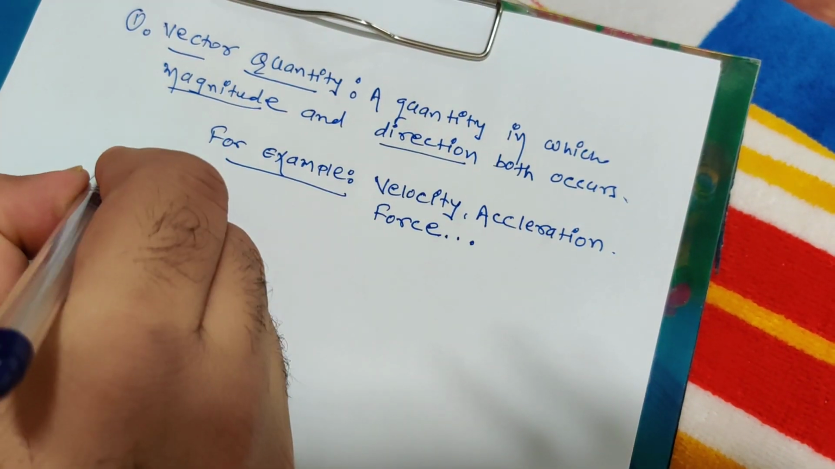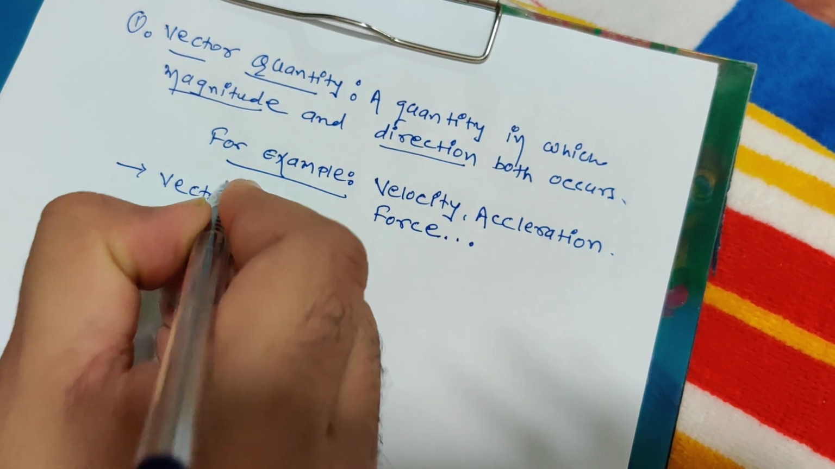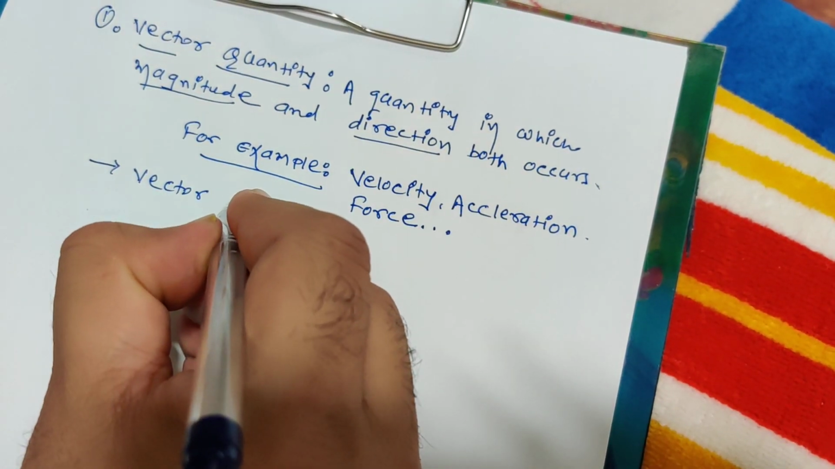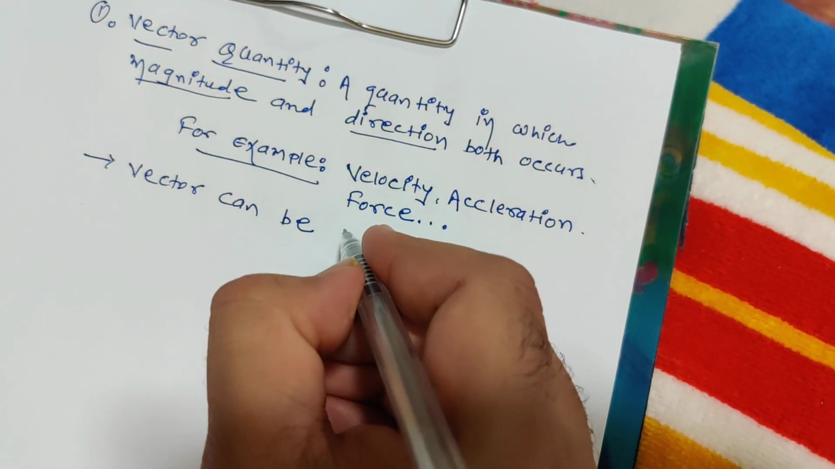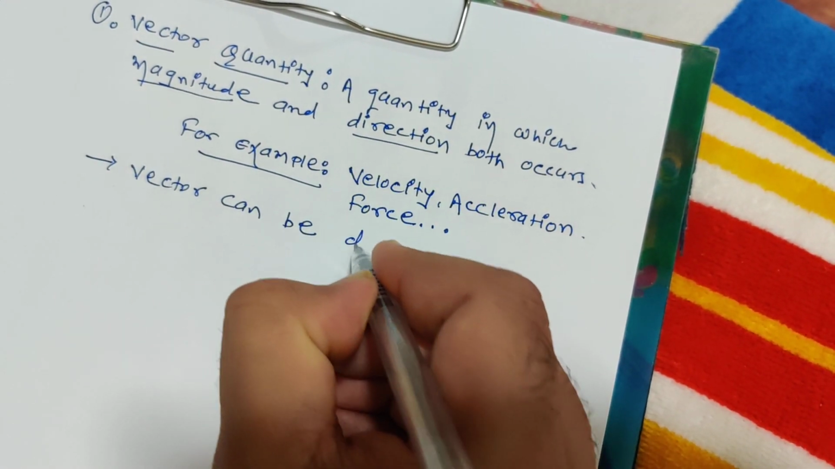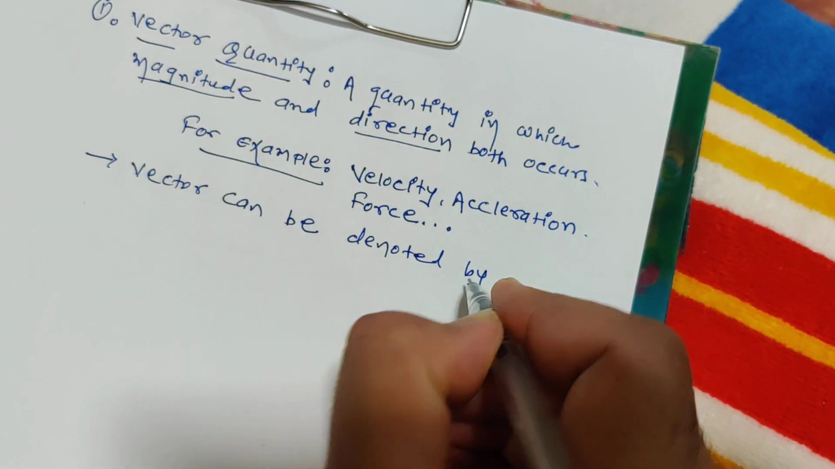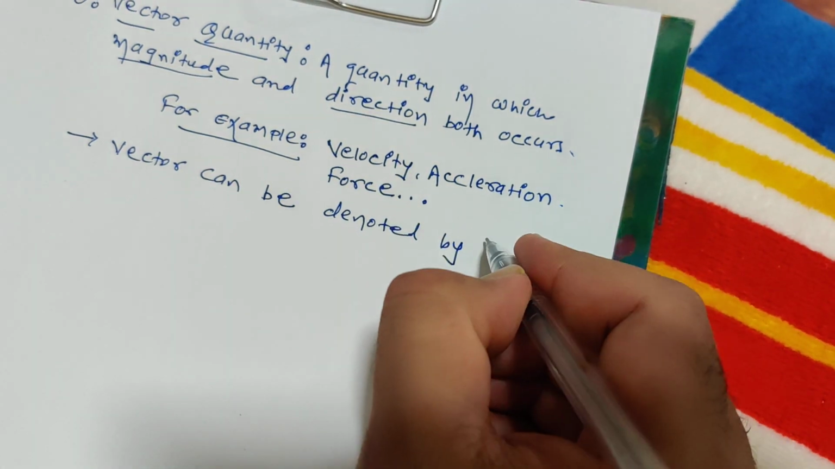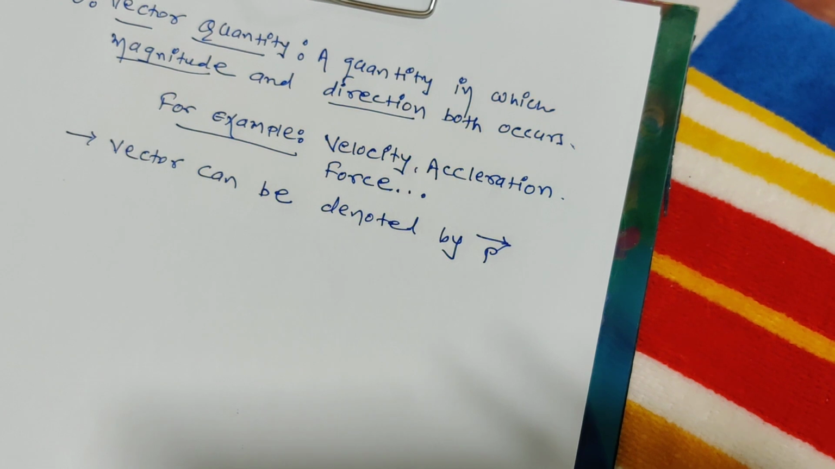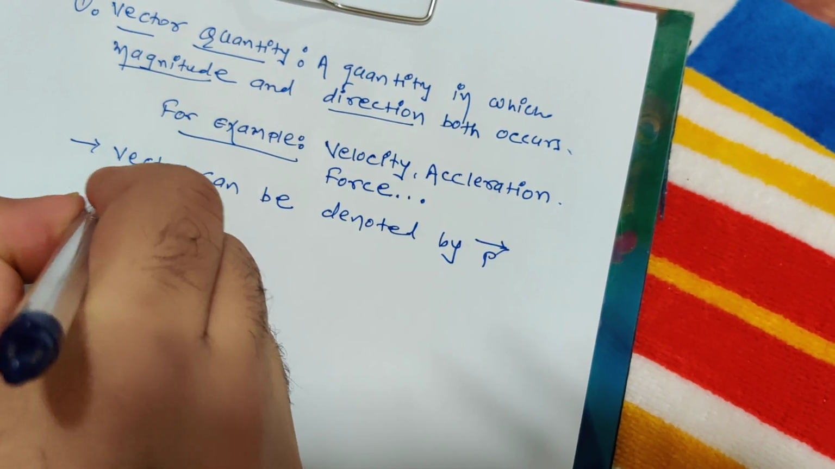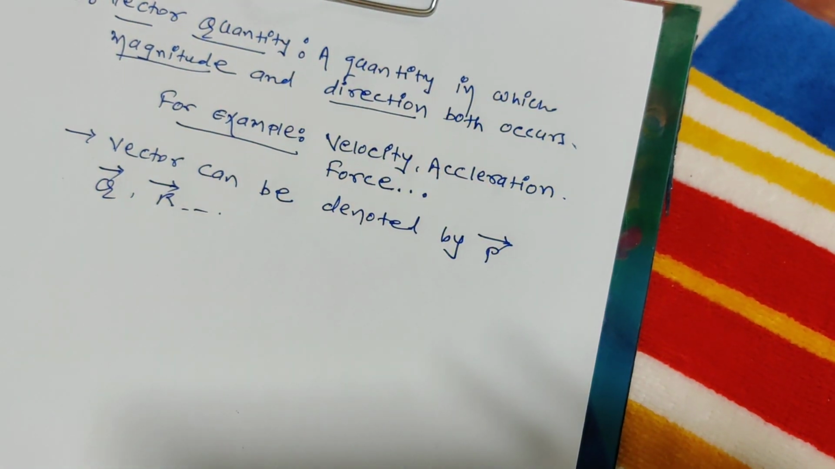And a vector can be denoted like this: vector p, vector q, vector r, etc.